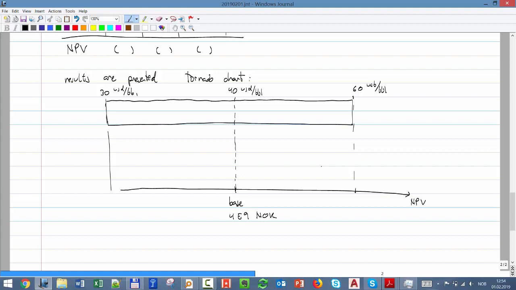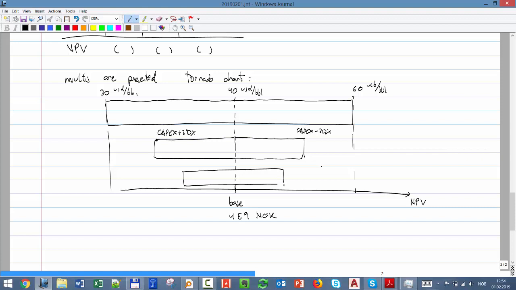Okay, and then you make one for CapEx. That's your base case CapEx. But if you use higher CapEx, should the NPV go up or down? Down, right? If I have more expenditures, the NPV will become smaller. So here I have CapEx plus 20%, which will probably have an NPV here, and then CapEx minus 20%, that will increase my NPV. Okay, and I can make this plot with any variable I want to analyze.